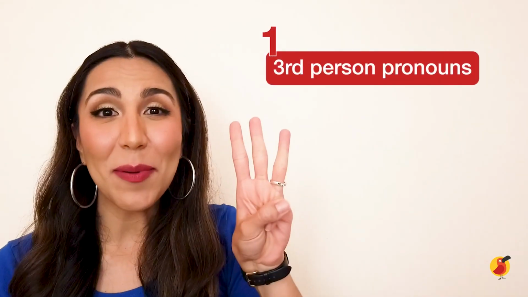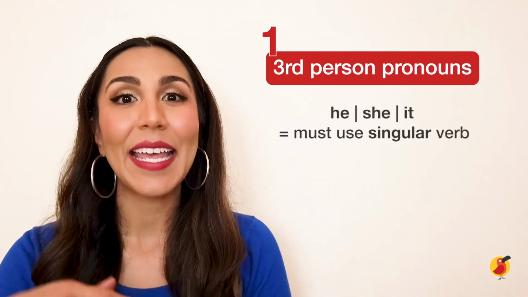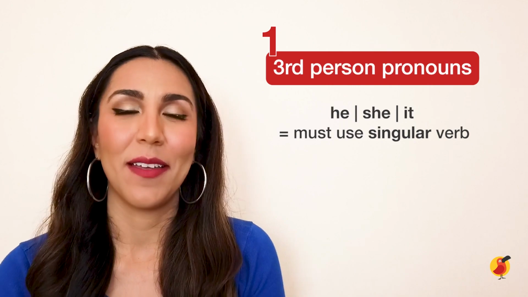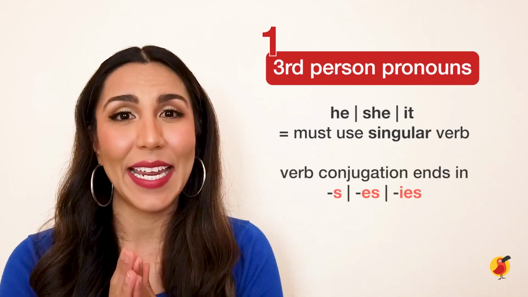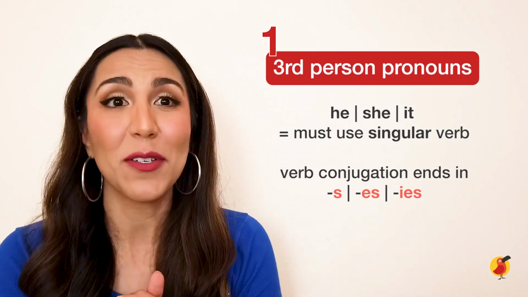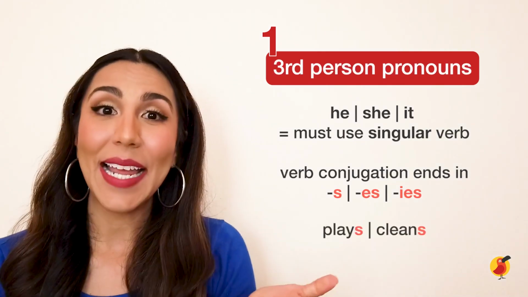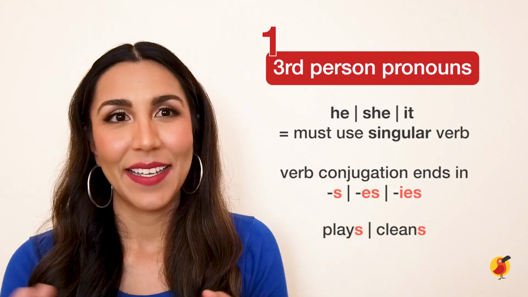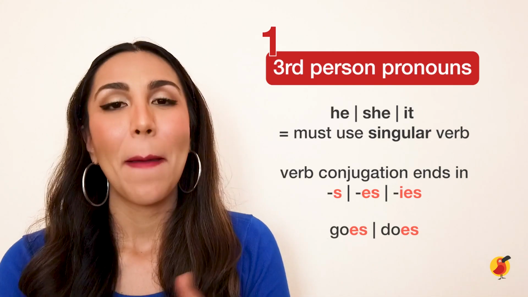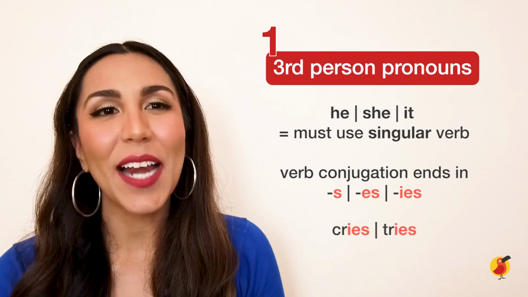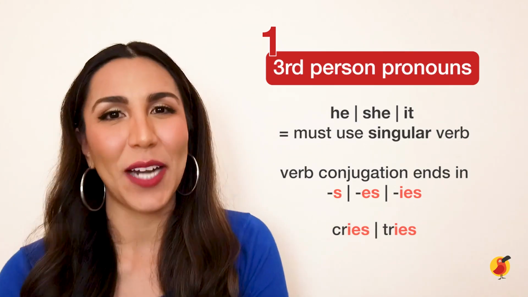Rule number 1. When we speak using third-person pronouns such as he, she, and it, we must use a singular verb. The verb conjugation will end in s, es, or ies, depending on the verb we're using. For example, play and clean become plays and cleans. Go and do become goes and does. Cry and try become cries and tries.